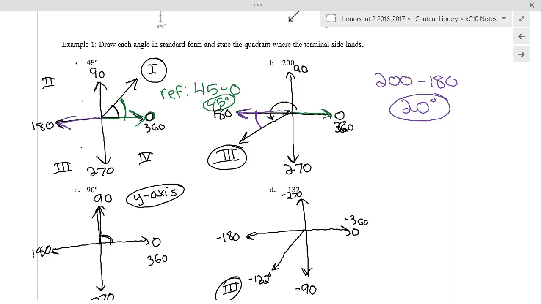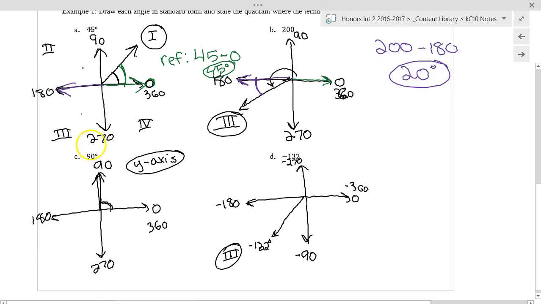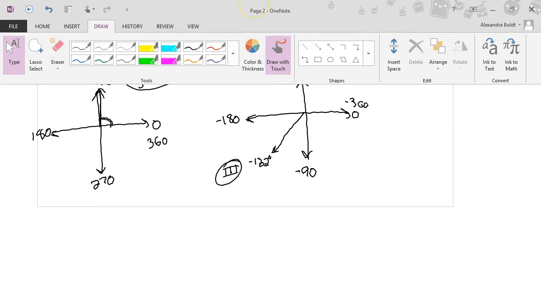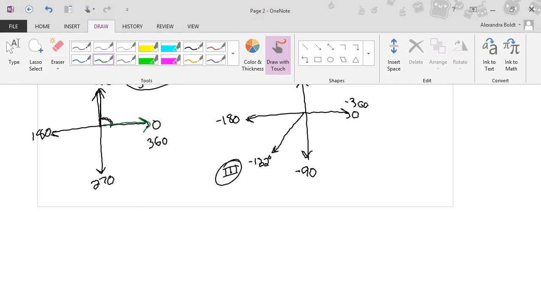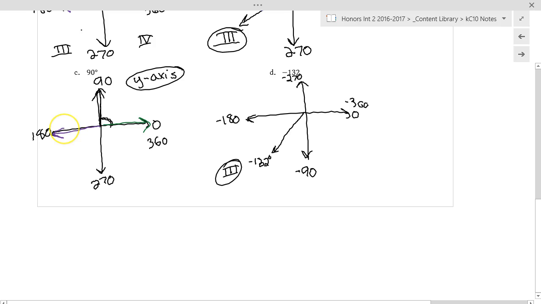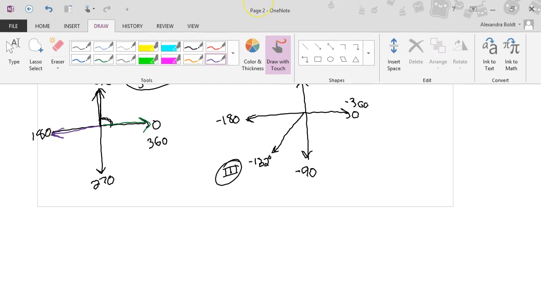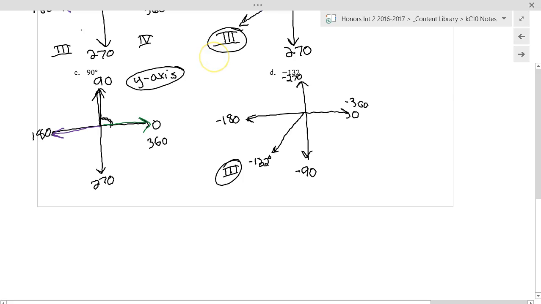Looking at C. These ones are always a little bit funky because of the positive x-axis and the negative x-axis. Right? 90 degrees is equally close to that. It's 90 away from the positive, 90 away from the negative. So our reference angle here is just 90 degrees. Okay?